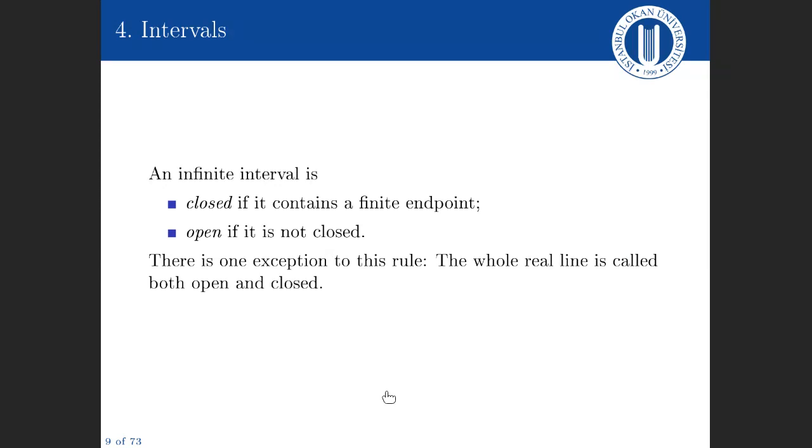An infinite interval can be closed or open. It's closed if it contains a finite endpoint, and it's open if it's not closed. There's one exception to this rule. The whole real line R, we say, is both open and closed. Why do we do this? So that more advanced mathematics makes sense. When we do more advanced mathematics, we need to be able to say that the whole real line is both open and closed.